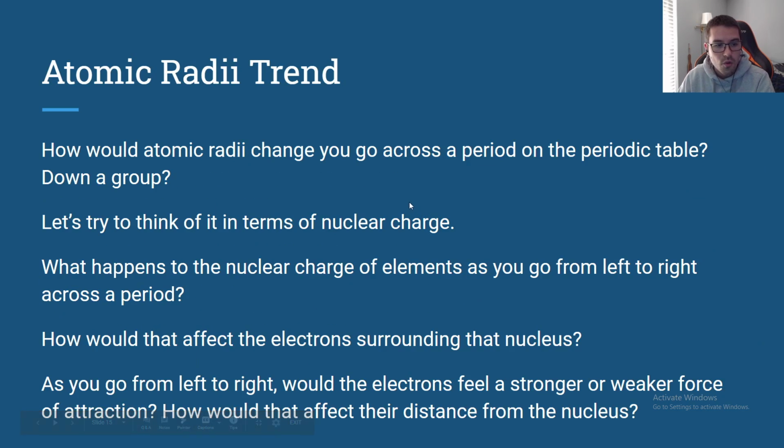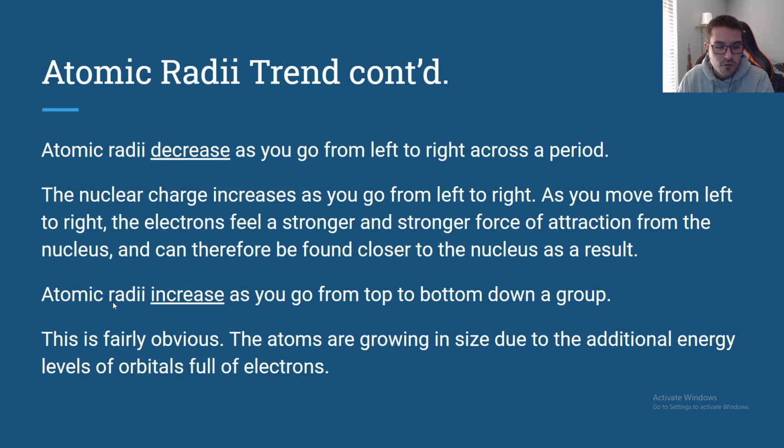Okay, and we also talked about the sort of no-brainer, right? Atomic radii definitely increases as you go from top to bottom down a group, right? And this is because atoms are simply just growing in size due to an entire additional energy level of orbitals full of electrons, right? So the atoms are literally just getting bigger because we have more and more energy levels full of electrons. Okay, so that's the period and group trend for atomic radius, all right?